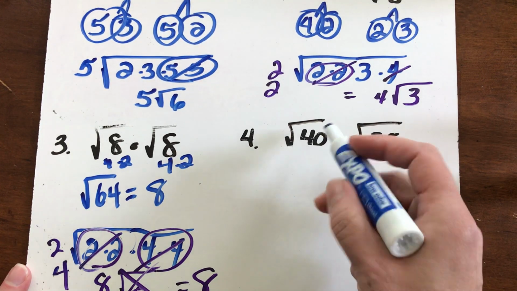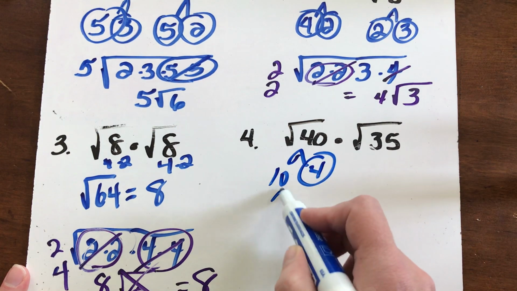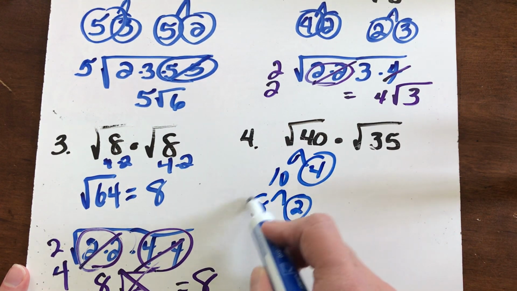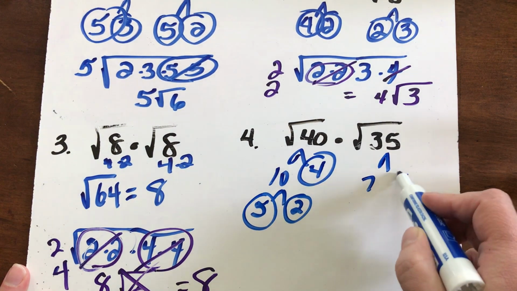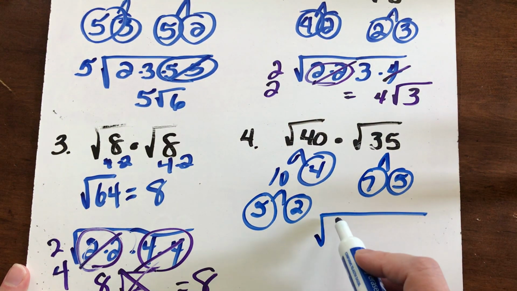All right, 40. I'm going to just do 10 and 4. And then I'm going to do 5 and 2. 35, I'm going to have 7 and 5. Then I'm going to do my big radical sign. Put them in order. 2.